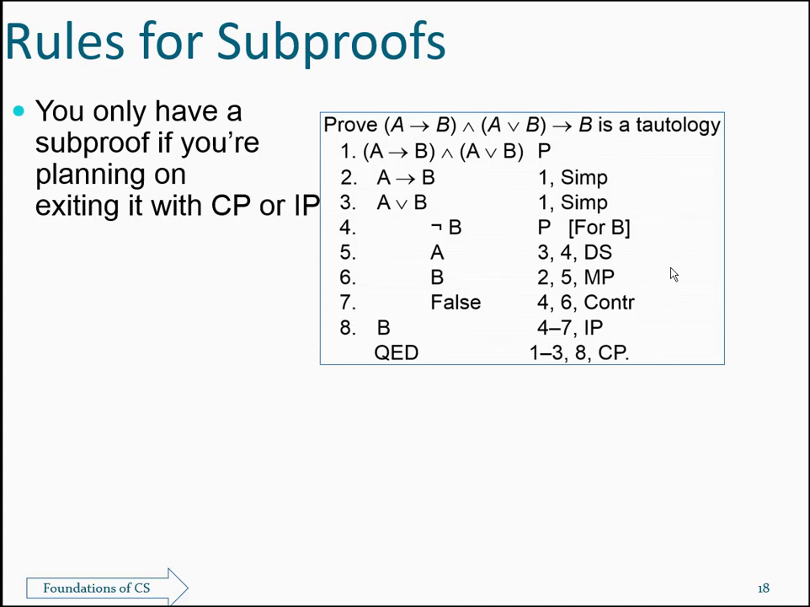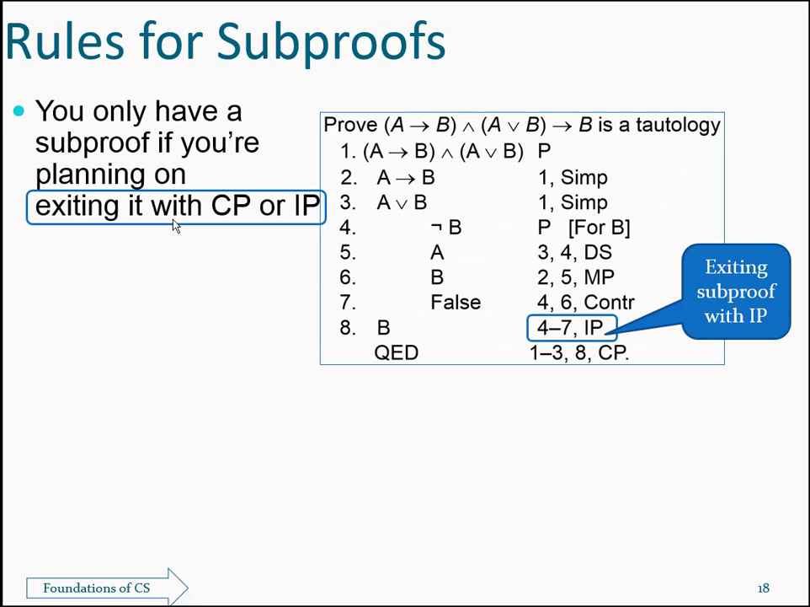Okay, so here is the proof again, just sort of shrunk down a little bit. And referring to this proof, I want to talk about some rules for subproofs, right? So the first rule of subproofs is you can only have a subproof if you're planning on exiting it with CP or IP. CP and IP are the only things you can have to get you out of a subproof. So only use a subproof if you think you're going to be using CP or IP, okay?